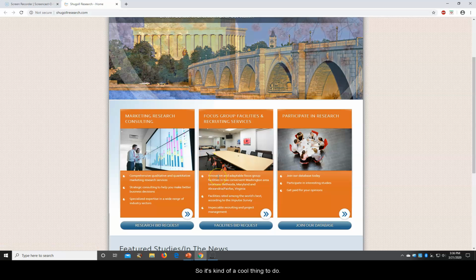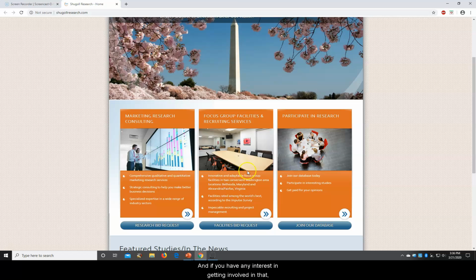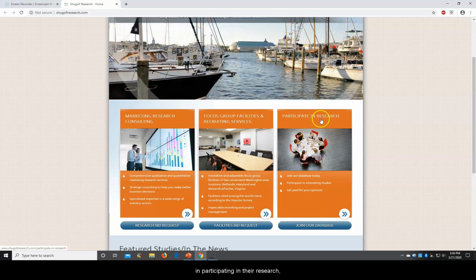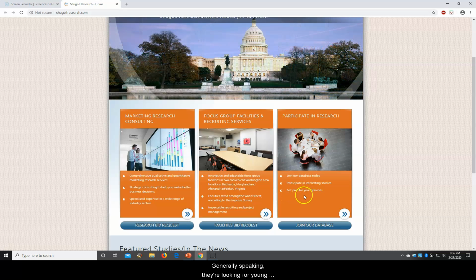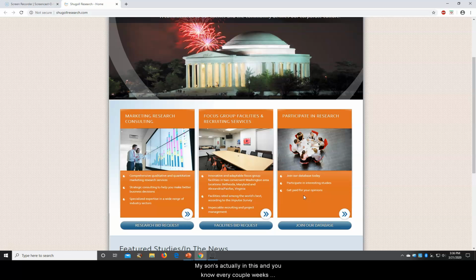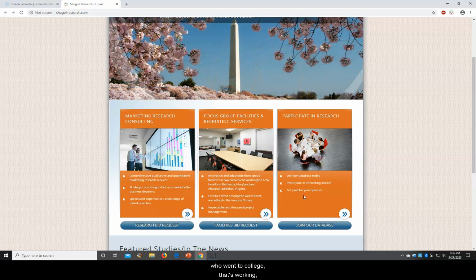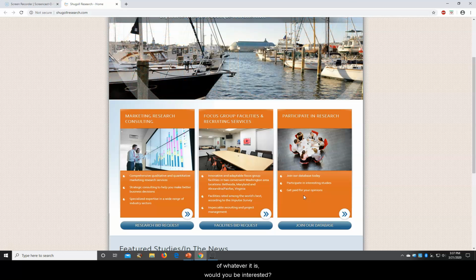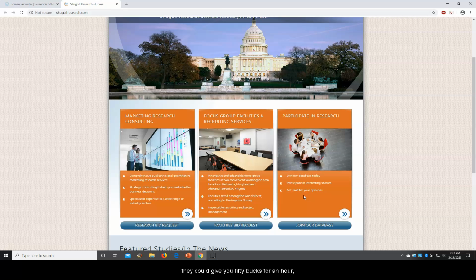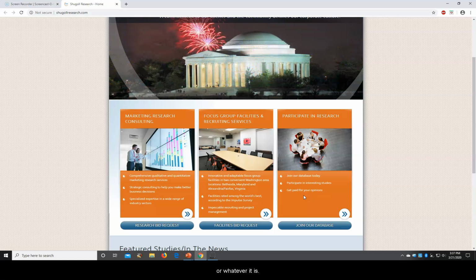So it's kind of a cool thing to do. And if you have any interest in getting involved in that and participating in their research, it's great. It's fun. And look at this, it says you can get paid for it. And generally speaking, they're looking for young people because so many products are targeting millennials. My son's actually in this, and every couple of weeks he'll get a call saying, hey, we're looking for someone between the ages of 19 and 24 who went to college, that's working, that drives a car, that has disposable income of whatever it is. Would you be interested? And then depending on the study, they could give you $50 for an hour, or 100 or 200 or whatever it is.